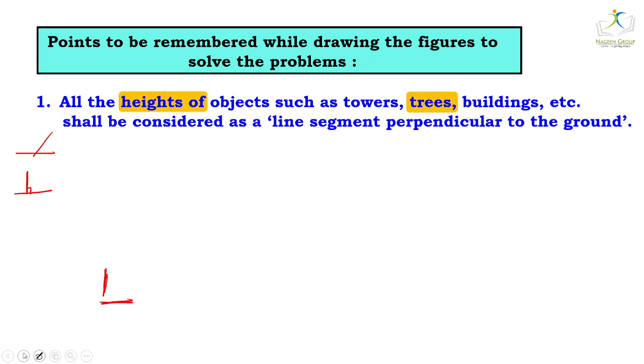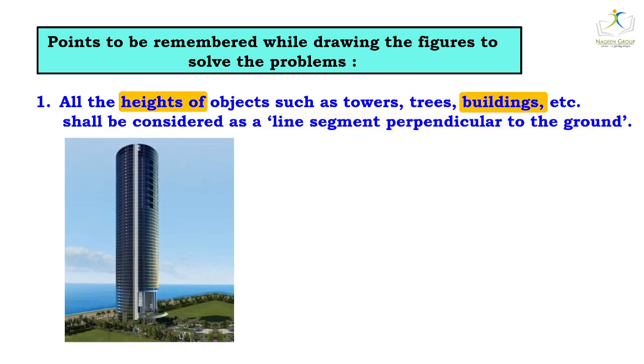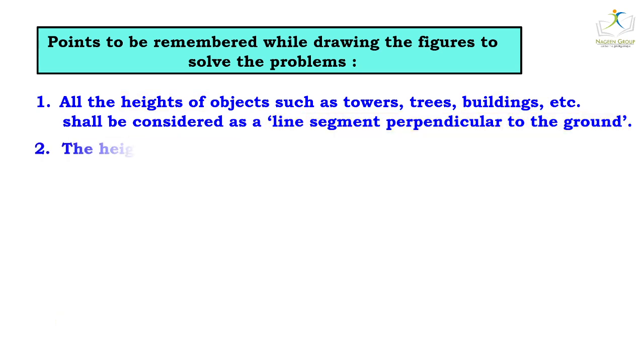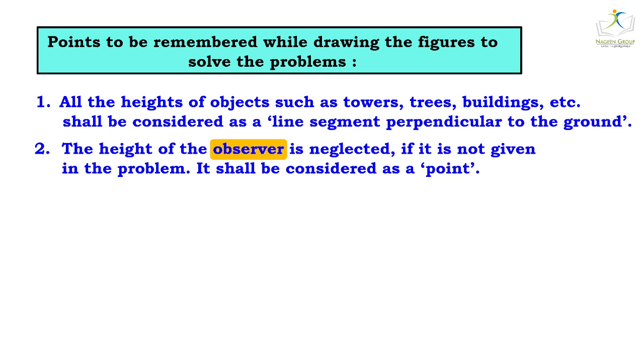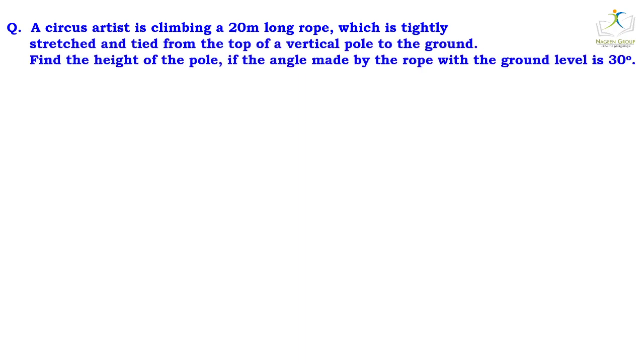Now the height of an object like a tree, right? The angle between the tree and the ground will also be 90 degrees. Here, the building with the ground is also making an angle of 90 degrees. Now the height of the observer is neglected if it is not given, right? If it is given somewhere that an object is making an angle of 45 degrees, then don't consider any height of the object. We neglect it, meaning zero height, if it is not given in the problem. If it is given, we have to consider it. We consider it as a point object. Right, students? Now let's continue with the questions here.